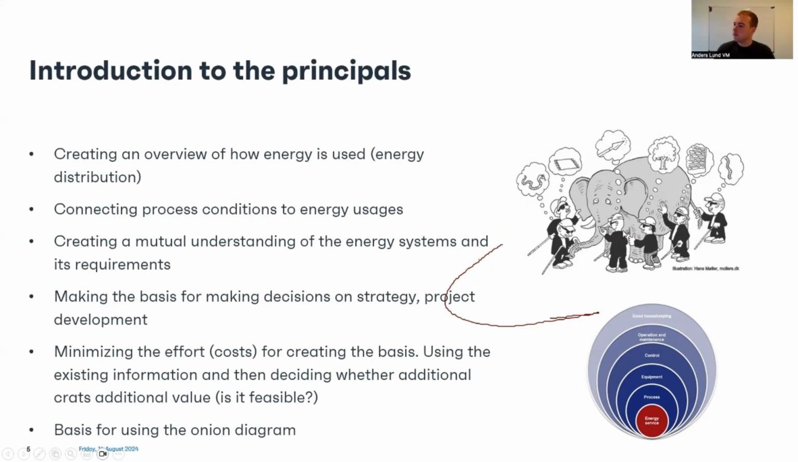So when you're looking at a production site, that could be the elephant, represented by the elephant here. And there's a lot of people working on this production site. We all have different views on how this production site looks, and this is related to our specific activities at this production site. So first of all, to create a common or mutual understanding of how the production site looks is extremely important in terms of working with energy mapping and also with optimization.